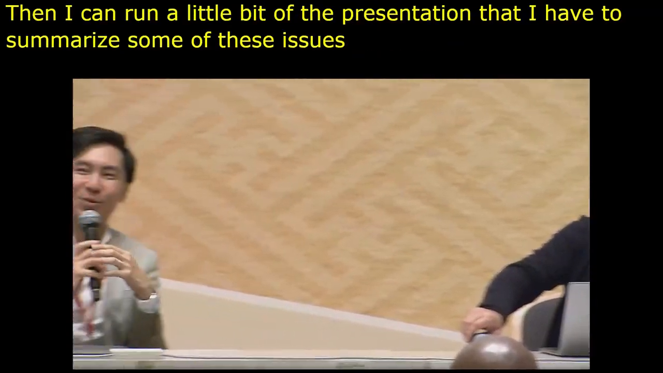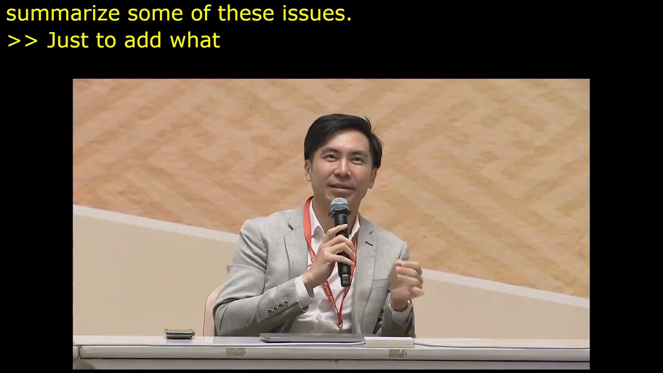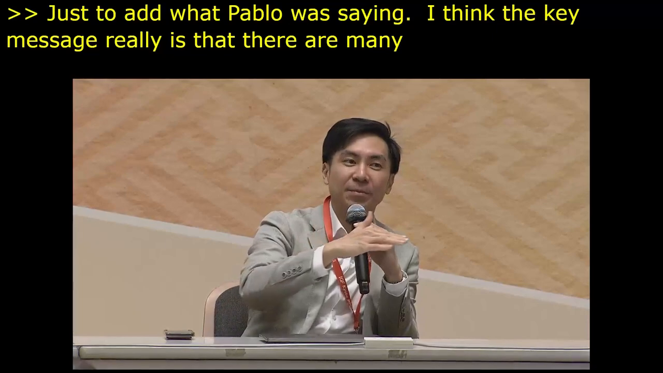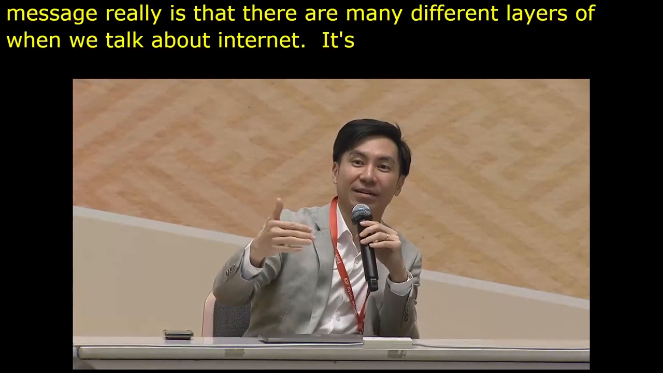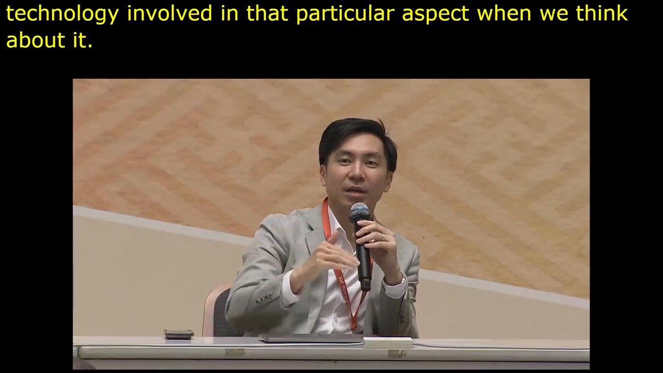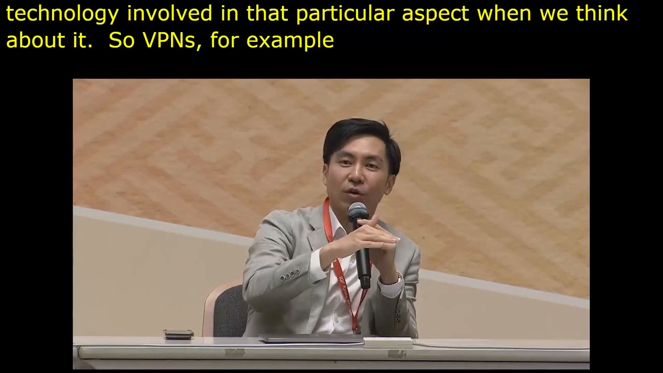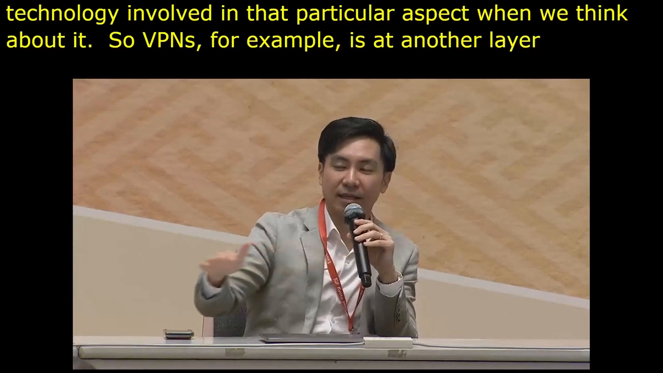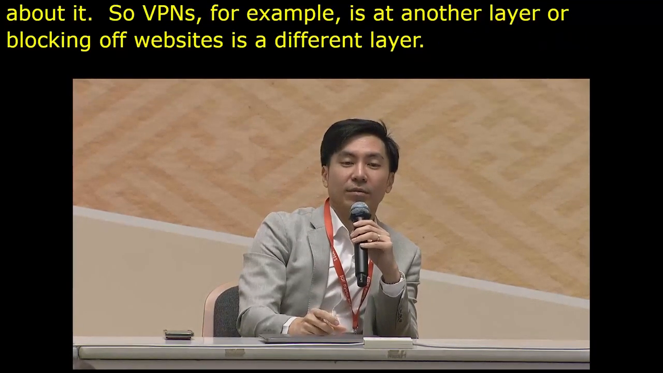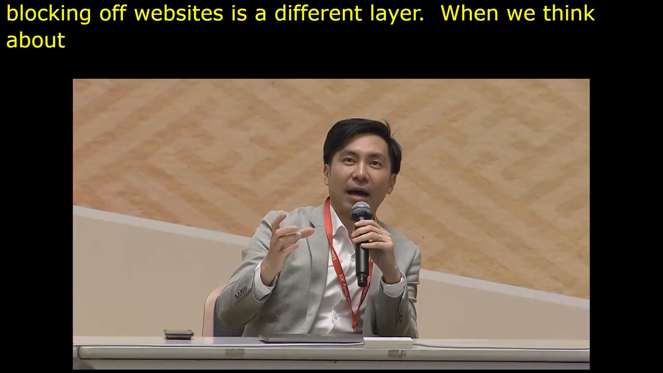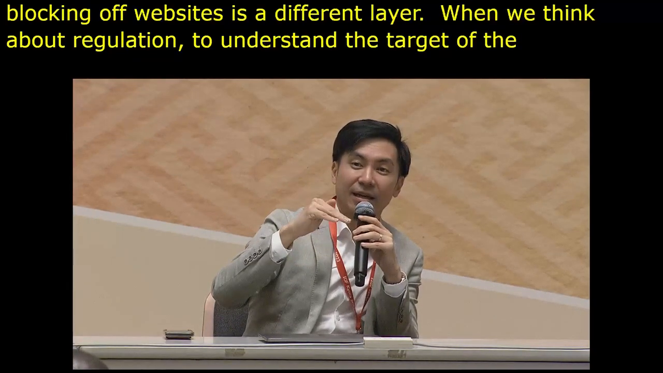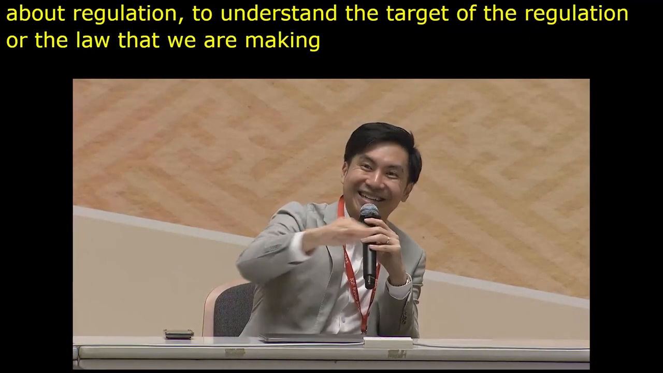Just to add to what Pablo is saying, I think the key message is that there are many different layers when we talk about the internet, and it's important to know the technology involved in that particular aspect. VPNs, for example, are at another layer, and blocking of websites is at a different layer. When we think about regulation, we need to understand that the target of the regulation or the law we are making is directed at that particular layer.